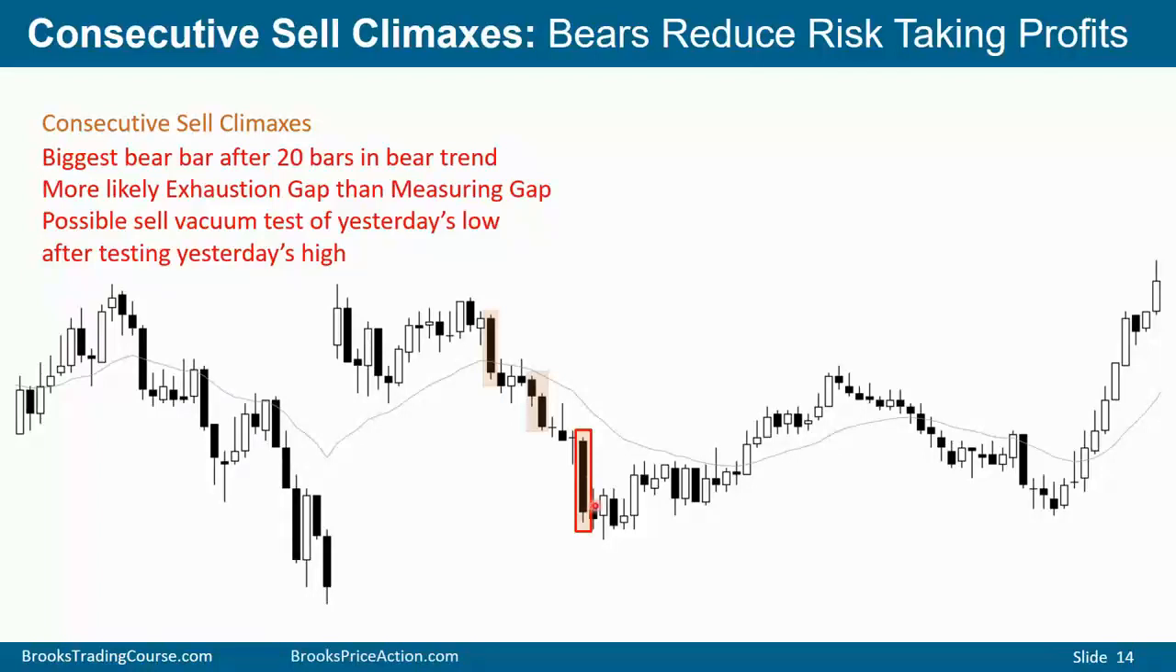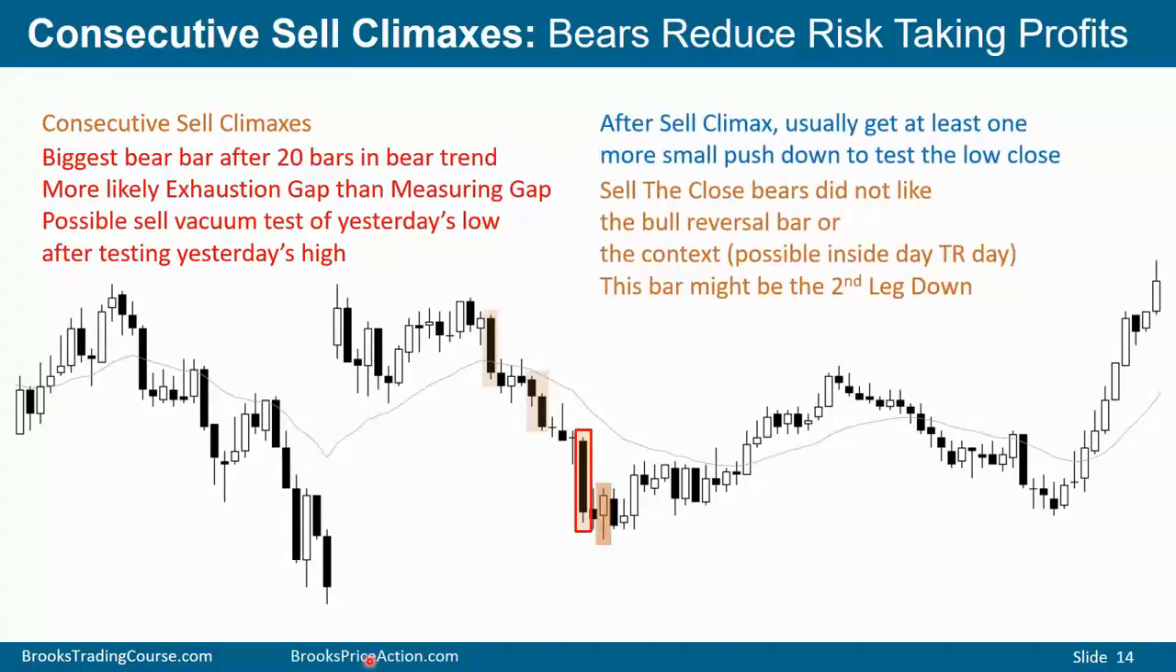Now we have the biggest bear bar of the day, 20 or more bars into a trend. Whenever you have the biggest bear bar occurring 20 or more bars into a trend, it's more likely to be an exhaustive end of the trend than it is a measuring gap and the start of a new leg down. Bulls, therefore, will look to buy a reversal up, like above the high of this bull bar, or here we have a micro double bottom, up, down, trying to go up.